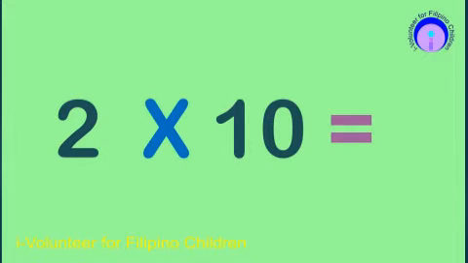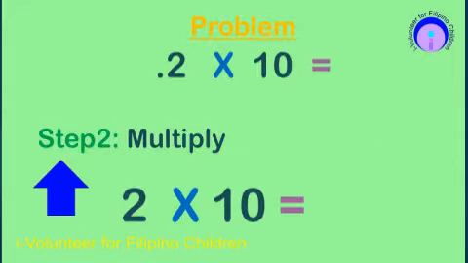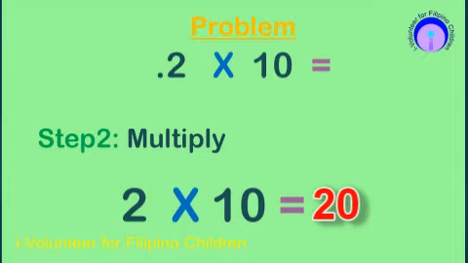Since there are no more decimal points, we are now prepared to go to step 2, multiplying those numbers. Step 2. Multiply these numbers. 2 times 10 is equal to 20.